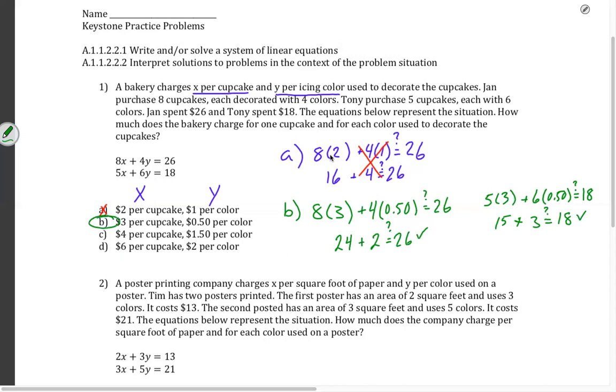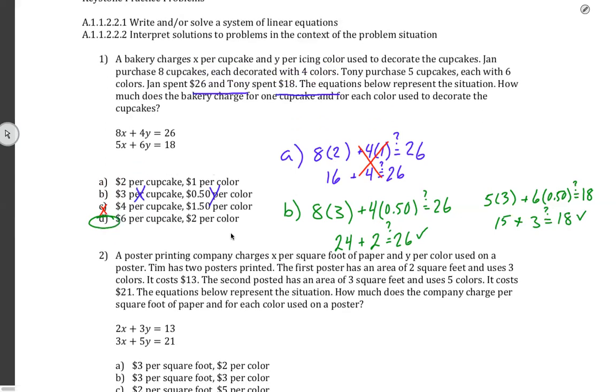Now you can see it does take a little bit of time to work through these problems, right? And hopefully the first equation fails in every one so that you get your answer pretty quickly. It would be kind of annoying if I had to go through all of these to get to D.